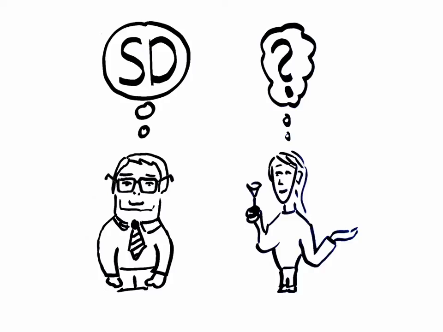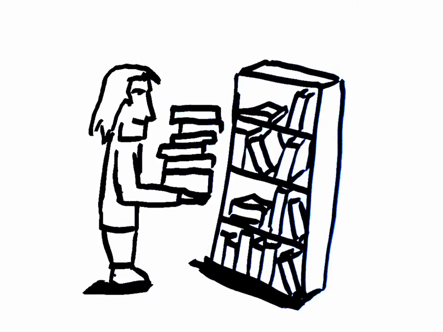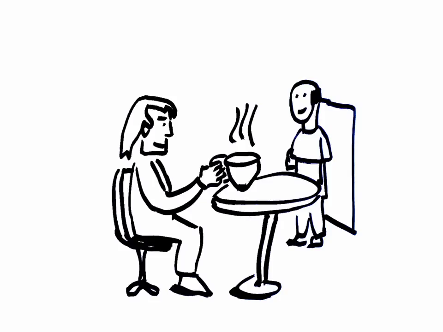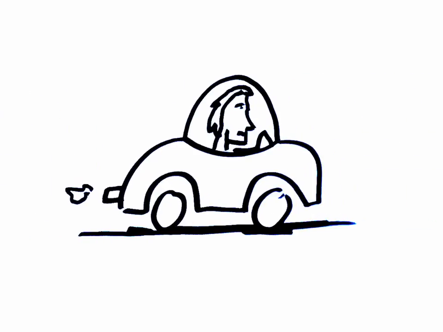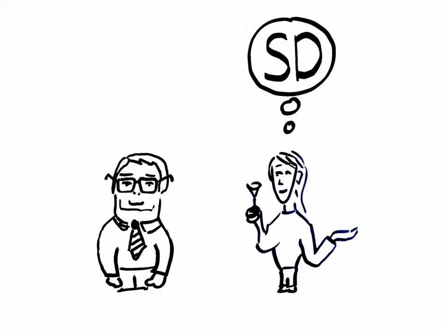I tell them, well, it's the design of services, you know? Services like going to the library, borrowing a book, like having a coffee in a coffee place, or like making your driver's license. So that's service design, they say. How does that work? How do you do it?